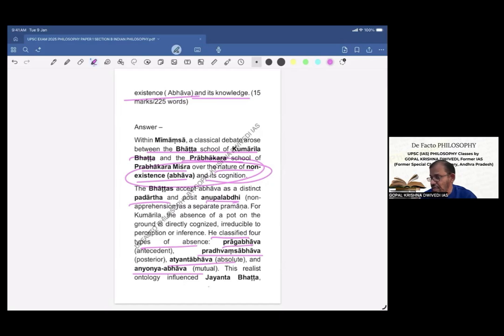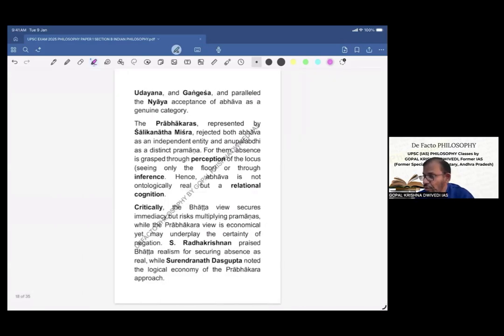This realist ontology influenced Jayanta Bhatta, Udayana and Gangesa, and paralleled the Nyaya acceptance of Abhava as a genuine category. So this is the Bhatta school. Now the Prabhakara school, represented by Salikanatha Mishra, rejected both Abhava as an independent reality and Anupalabdhi as a distinct Pramana. So they have rejected both. For them, absence is grasped through perception of the locus or through inference. Hence, Abhava is not ontologically real, but a relational cognition. So this is the view of Prabhakara Mimamsa.